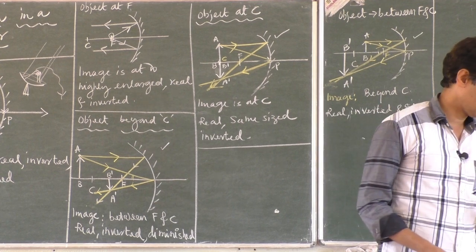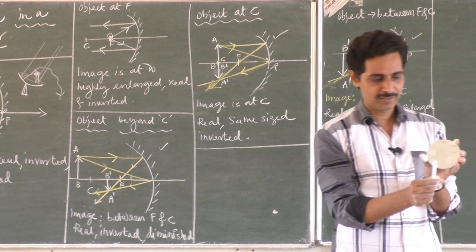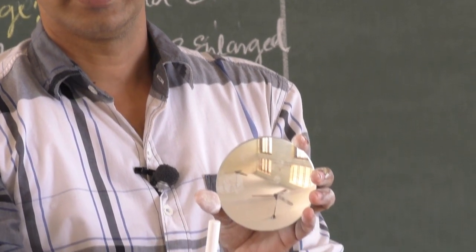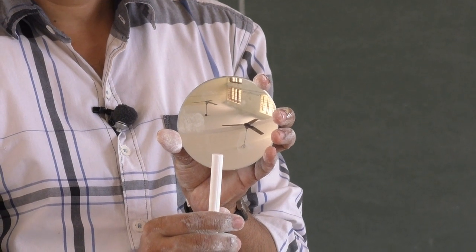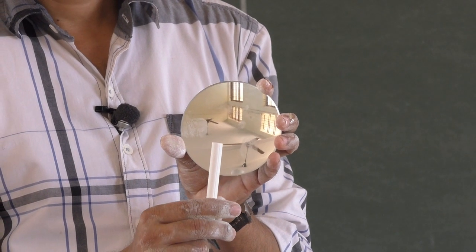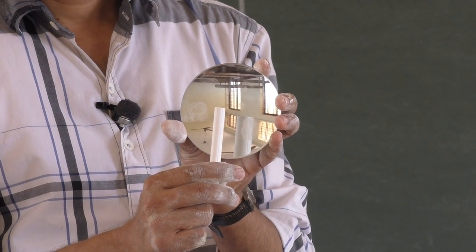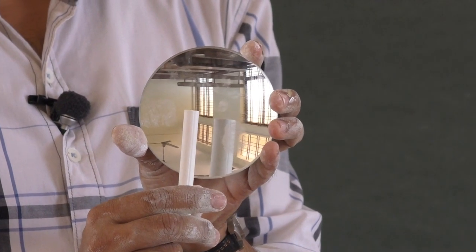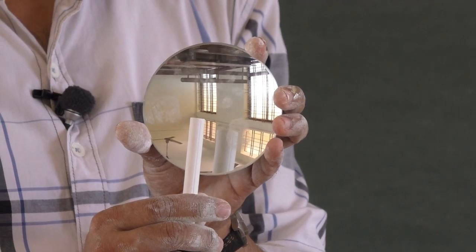Last time I showed a concave mirror with a pen or something kept in front of it. When the pen is away from the mirror, you don't see anything inside the mirror. But when the pen is very, very close to the mirror, you can see the enlarged image of the pen or a chalk, right? Now this is the special case, and this is the only position where you can see the image inside the mirror.